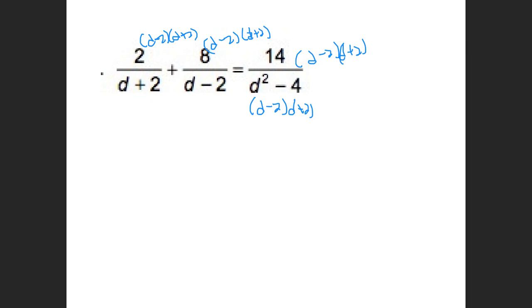All right. D plus 2 crosses out. So I'm left with 2, d minus 2, plus here, the d minus 2 crosses out. So I'm left with 8, d plus 2 is equal to, oh, look at that. Both of them cross out. Excellent. Now, let's say you did that first step, okay?